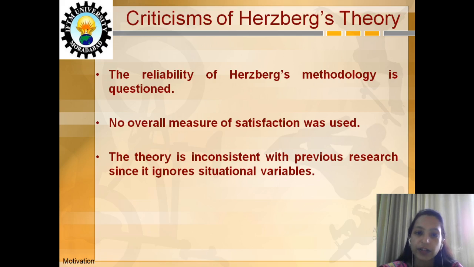There are certain critics of Herzberg's theory. The reliability of Herzberg's methodology is questioned since no overall measure of satisfaction was used. There is no scale to measure the satisfaction of any individual, whether I'm satisfied with my job or I'm not satisfied with my job. There is no scale to measure that satisfaction. And lastly, the theory is inconsistent with the previous research since it ignores the situational variables.